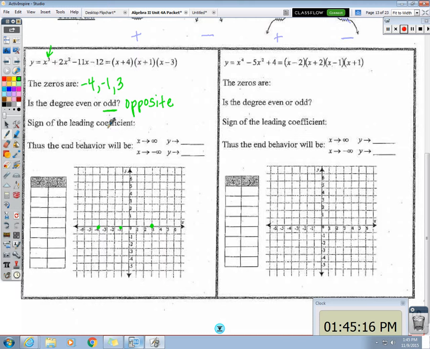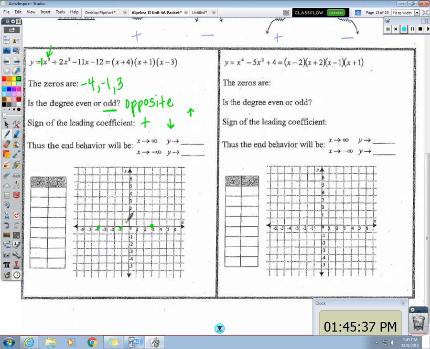What's the sign of the leading coefficient? Well, what's the leading term? X cubed. So the coefficient is 1. Is that a positive 1 or a negative 1? Positive. So doesn't that mean if they're going opposite ways, but it's positive, it'll go down on the left and up on the right?